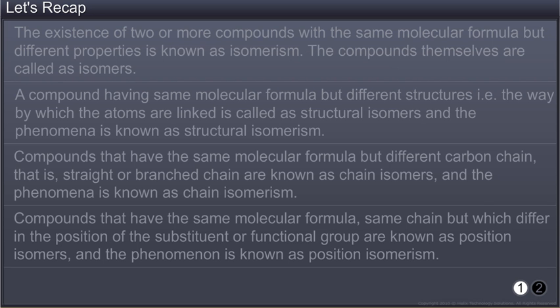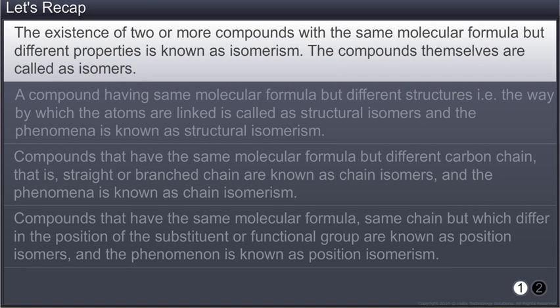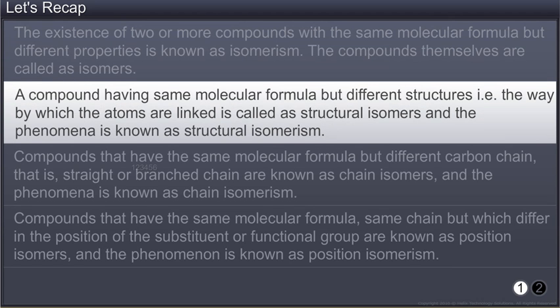You have now reached the end of this module. In this module, you have learned that the existence of two or more compounds with the same molecular formula but different properties is known as isomerism. The compounds themselves are called isomers. Compounds having the same molecular formula but different structures, that is, the way in which the atoms are linked, are called structural isomers, and the phenomenon is known as structural isomerism.